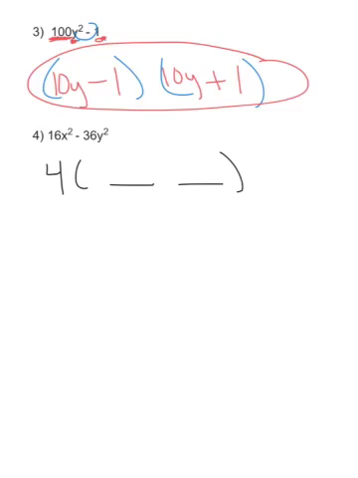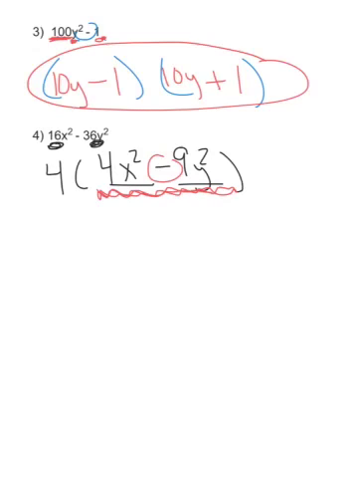So when we factor out a 4 from 16x squared, 16 divided by 4 will give us 4. Bring down the x squared. Then we'll look at the second term. Negative 36 divided by 4 will give us negative 9y squared. Now, we're going to look at just the part that's inside the parentheses, and we're going to try to do difference of squares here, because we have this subtraction.